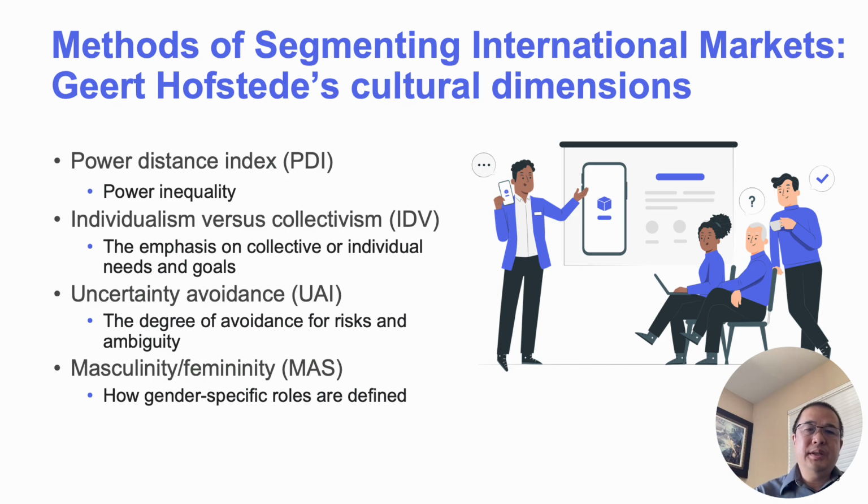Number two, individualism versus collectivism, or IDV. This dimension measures whether people focus more on individual goals, individualism, or group or family goals, collectivism. The emphasis on collective or individual needs and goals are important.